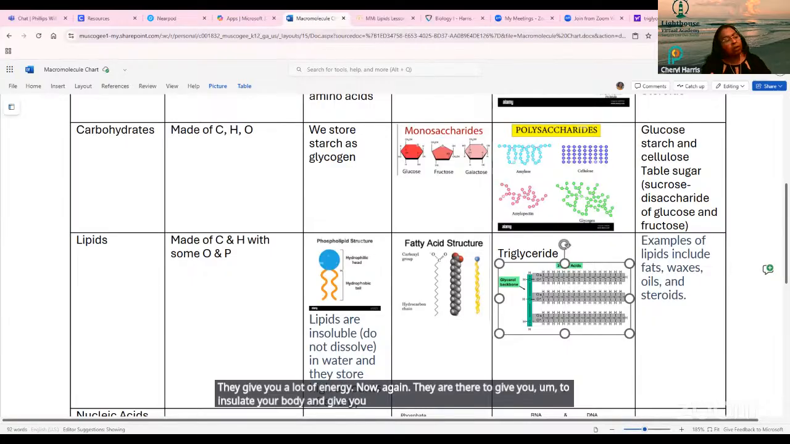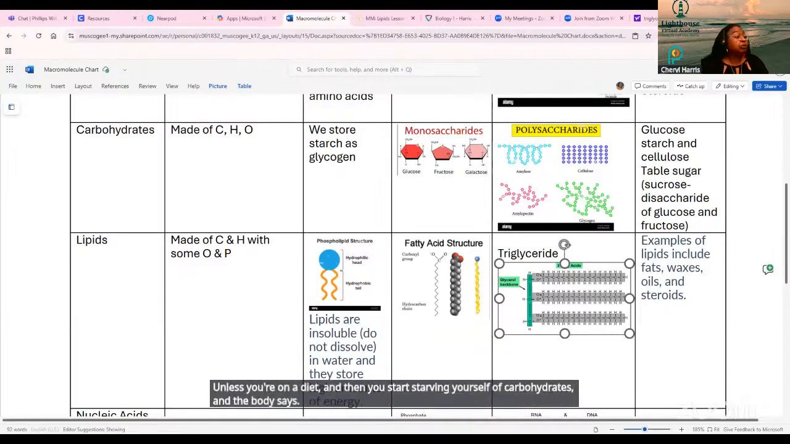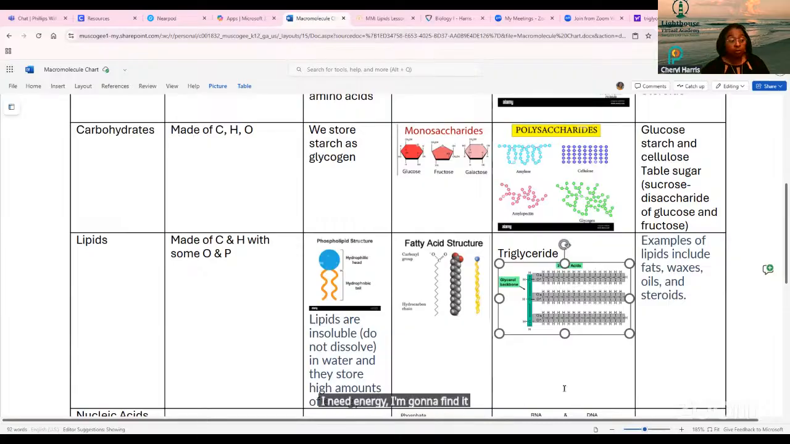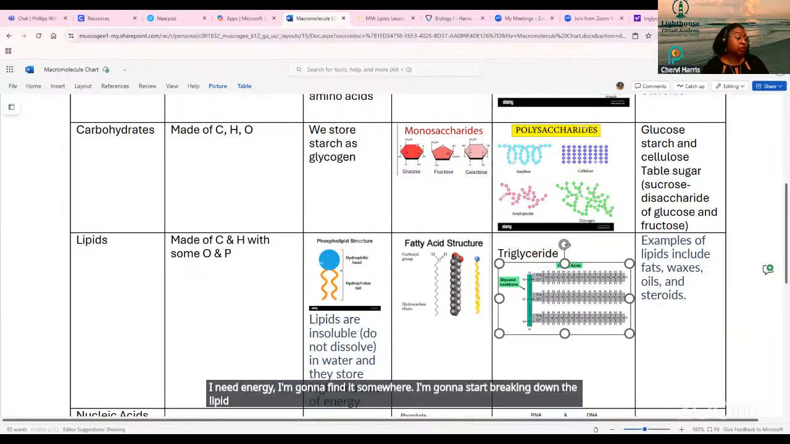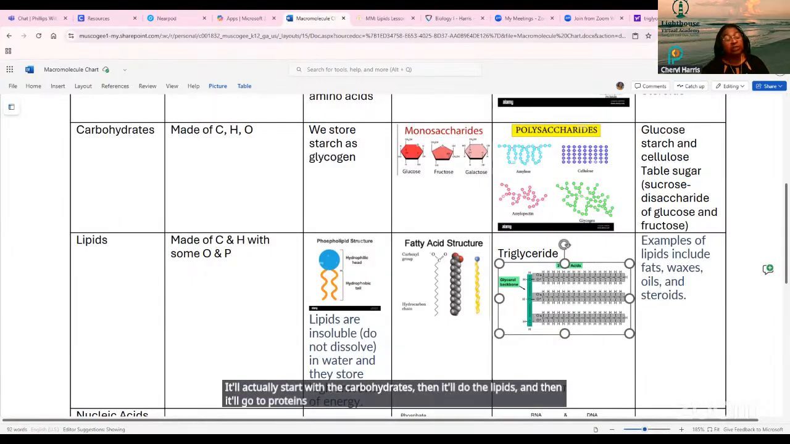And so the number one thing is not to try to break those down unless you're on a diet, and then you start starving yourself of carbohydrates and the body says, I need energy. I'm going to find it somewhere. I'm going to start breaking down the lipid molecules in the body so I can get some energy. But it will start with the carbohydrates, then it'll do the lipids, and then it'll go to proteins if it still needs some energy and you're not giving it any.